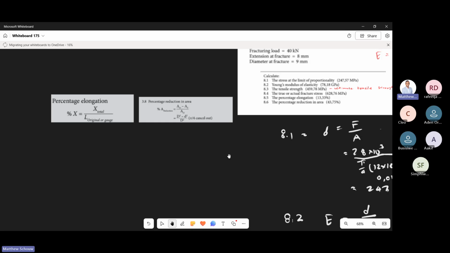So the percentage elongation, I think it's in the formula sheet. I just don't like how this is being written. We're basically taking the total change in length, dividing it by the original length, and multiplying by 100, right? That's a percent. So I'll just quickly do that one. So that's going to be 8.5. Cool.